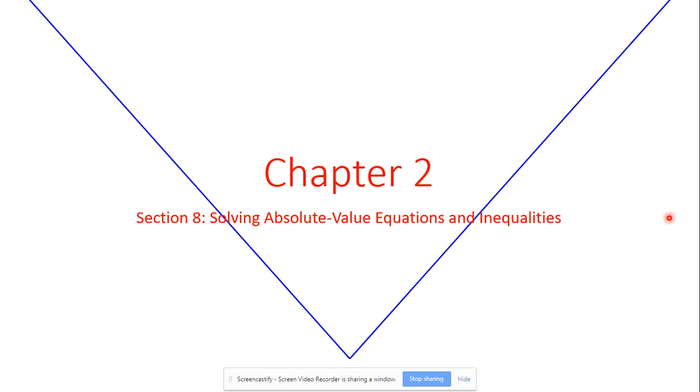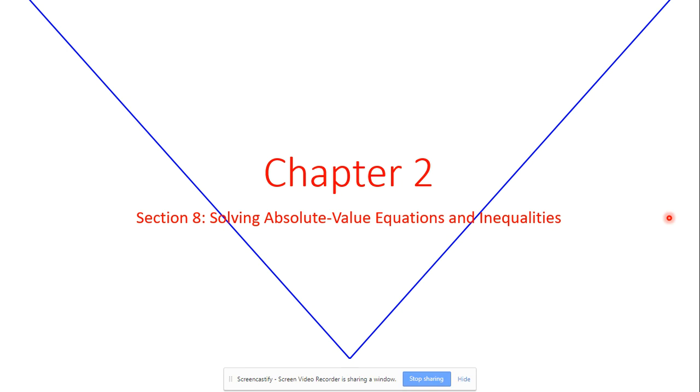Welcome back to the 8th section of Chapter 2. In this one, we're going to be looking at solving absolute values, equations, and inequalities. That would be just like solving equations with absolute values and inequalities that we looked at earlier this chapter. We will be looking at graphing absolute value functions in the next section.